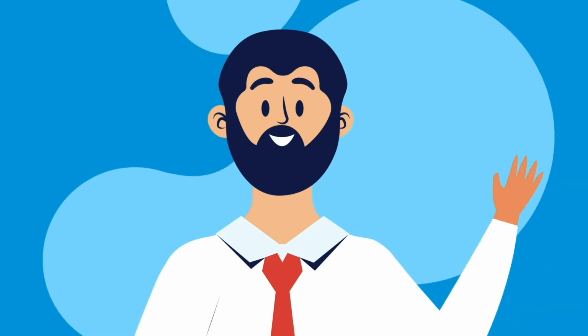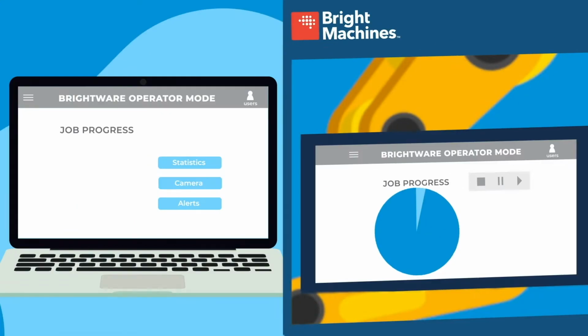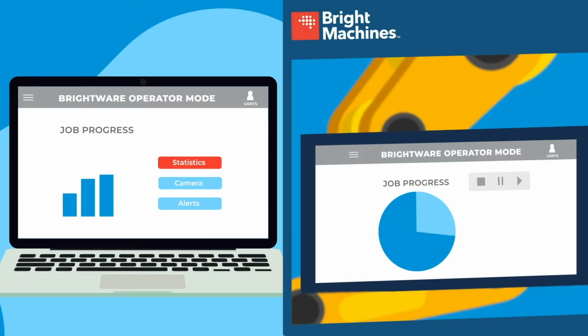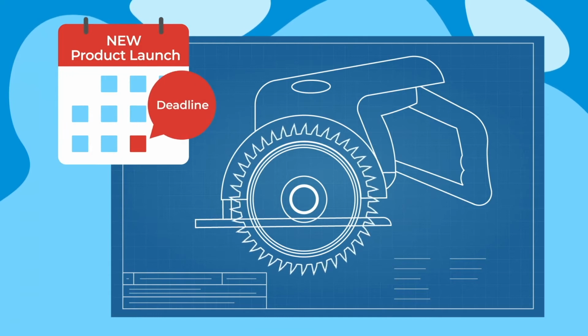David is the manager of an electronics factory. In his factory, David uses software-driven bright machines for product assembly. His team needs to launch a new product quickly.